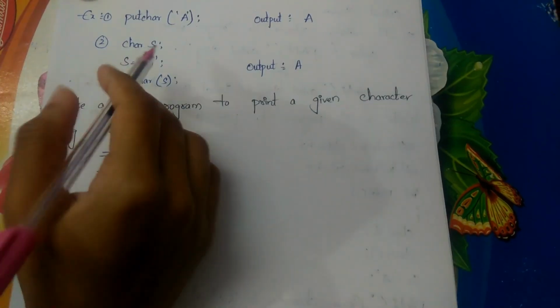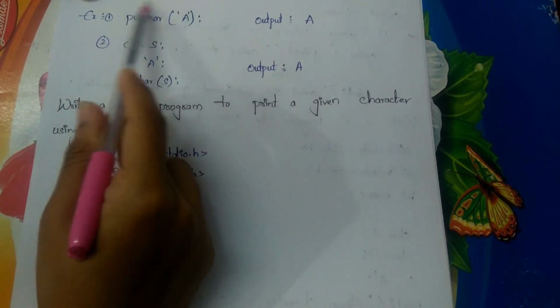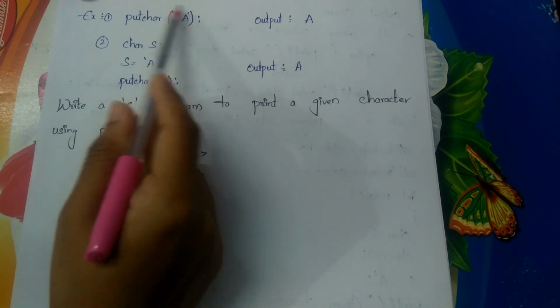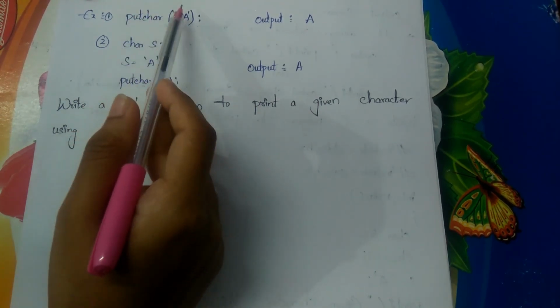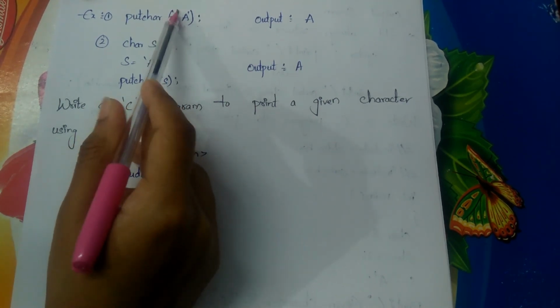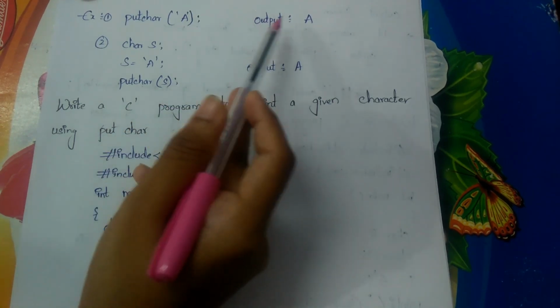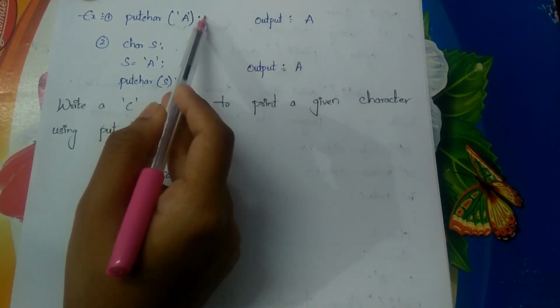So for syntax one, for the example we have to include all the header files and the int main function, and same as before I am writing only the block of code here. So putchar, and within the open brace, within the single quote I want to print a, ended with a semicolon. So the output a will be printed. This is the first way of doing it.